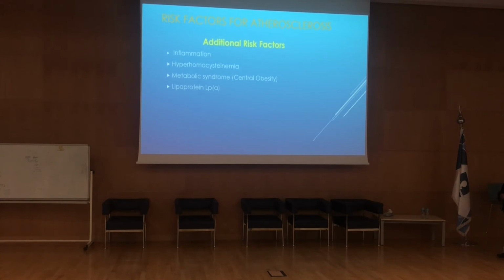Hyperhomocysteinemia. This is an inborn error, and those people who have more homocysteine develop more atherosclerosis. Metabolic syndrome, central obesity. As I said, if you don't exercise a lot, things will accumulate around the abdomen, and central obesity. Then you have insulin resistance and ultimately diabetes. So it's a vicious circle. So you have to be very, very careful not to form this central obesity.